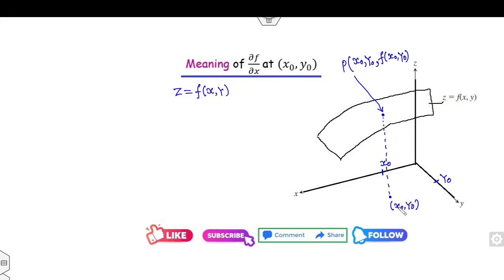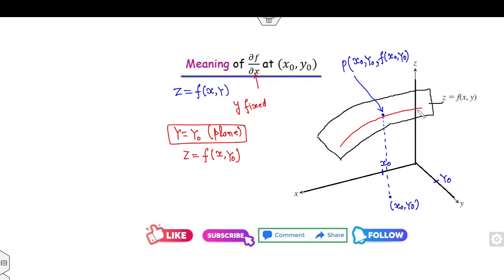Now corresponding to the fixed value, because we are talking about the derivative with respect to x, that means y is fixed. So if I consider y equal to y naught, that is my plane. Corresponding to this plane, the value of z is f of x comma y naught. So say this is my value of z at the point x comma y naught in the plane y equal to y naught.